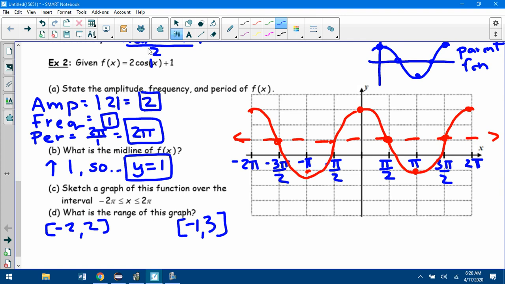But now everything's getting shifted up 1. That also affects the range. So I would also do a +1 on both of these. -2 plus 1 is -1. 2 plus 1 is 3. So now you can get it with an equation, or you can get it by looking at the graph. All right, next page.